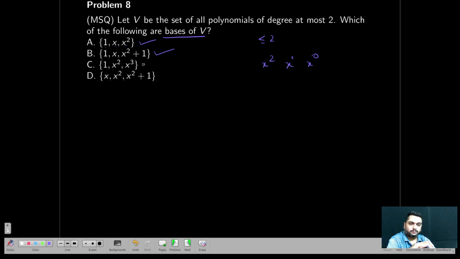1, x square, x cube. X cube is not in R square, because we are saying degree 2. So it will not be there in our subspace. So this is not there. x square plus 1. All are independent. The third column can be written as x plus 1. Right? So x is there and then x plus 1. That means they are dependent. And also 1 is not. So this is not the basis of V.